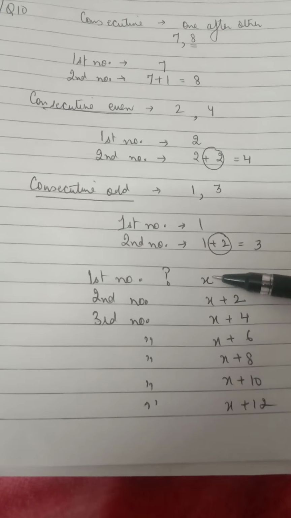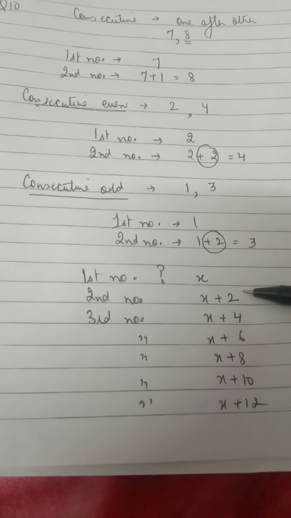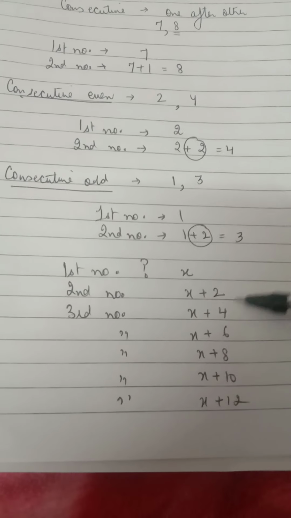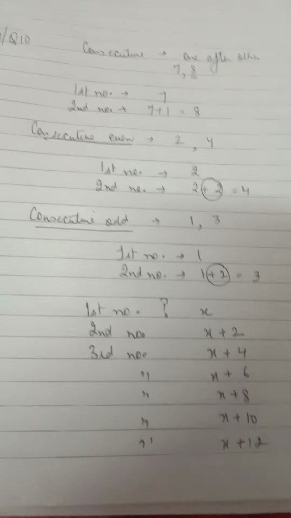In case the first number is not given, we'll take the first number as x, the second number will be x plus 2, third will be x plus 4, x plus 6, x plus 8, x plus 10, x plus 12 and so on.